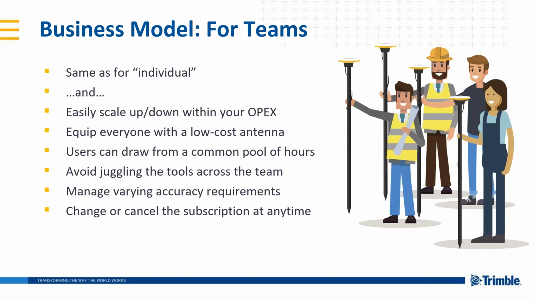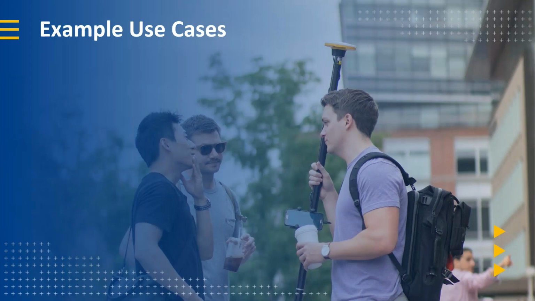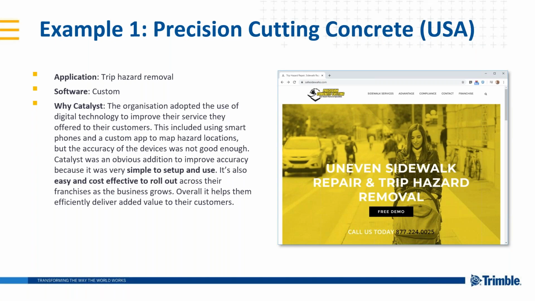So just some of the, fairly high level, but just some of the business considerations or business model considerations for different sized organizations. So now we'll get into, I've got 3 example use cases. The first one is a company out of the USA called Precision Cutting Concrete. And what they do is they manage trip hazards, which means the little lips on the edge of the footpath or the sidewalk that can cause people to trip.